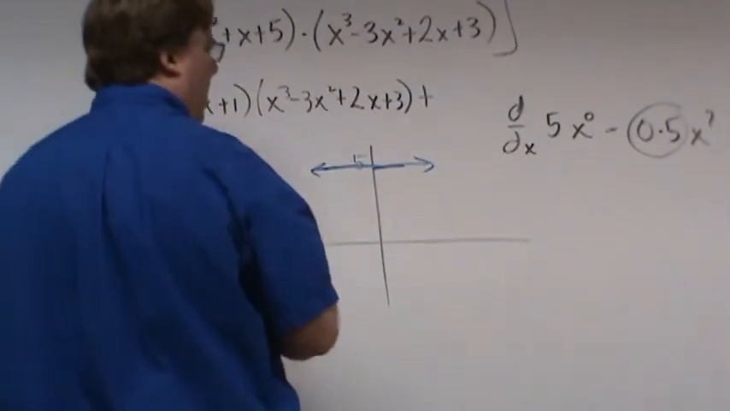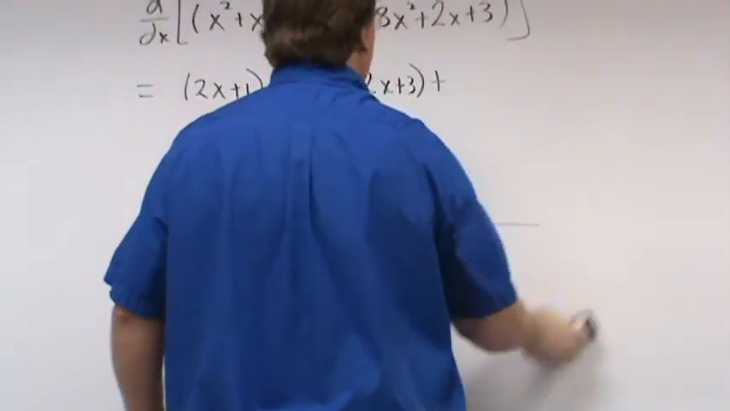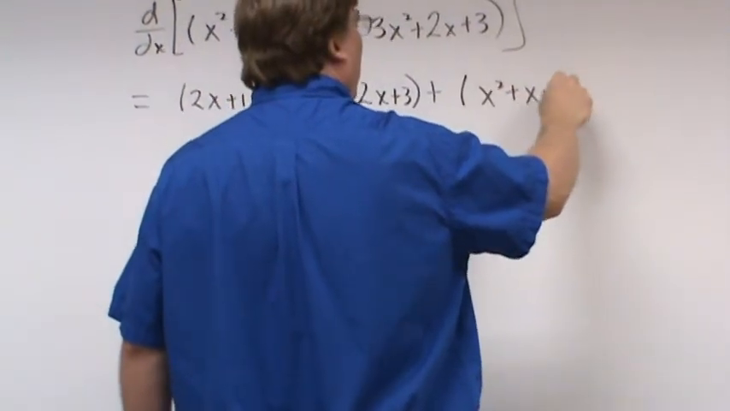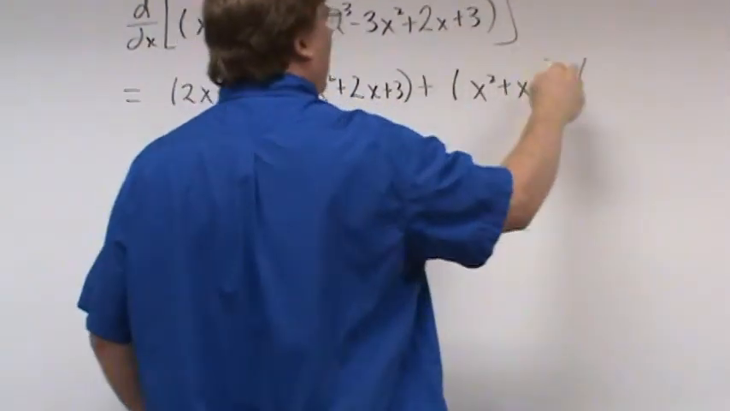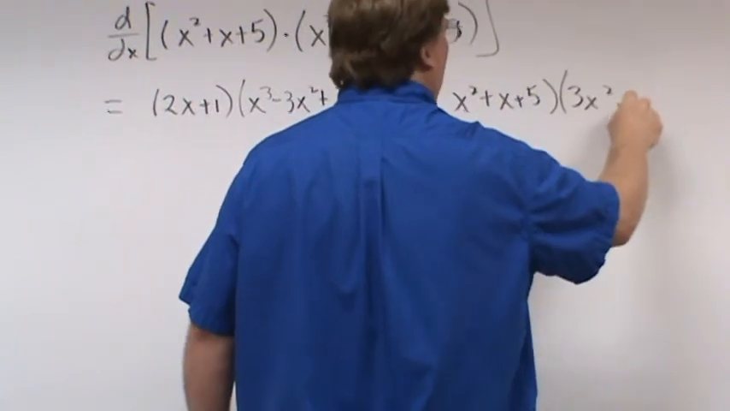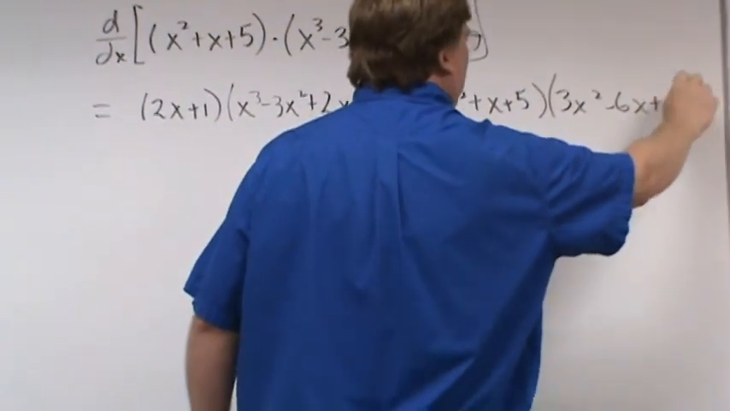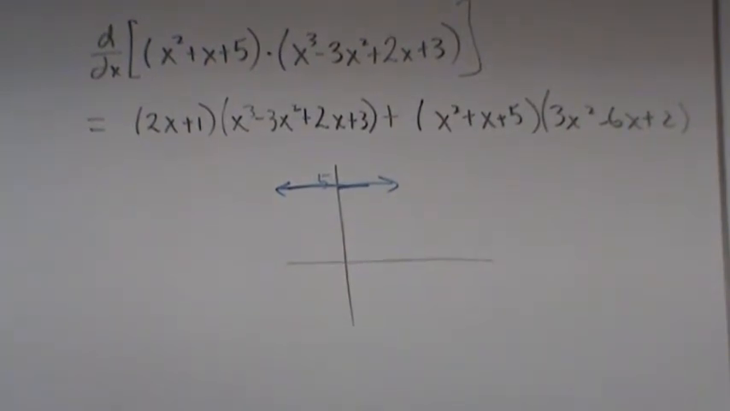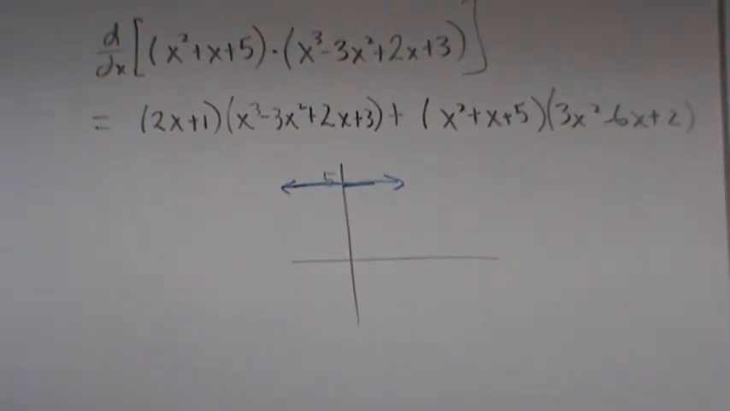plus the first guy, x squared plus x plus 5, times the derivative of this guy, which is 3x squared minus 6x plus 2. And at this point, usually I just let you keep it like that. I'm not going to have you multiply it out and simplify. That's good enough.